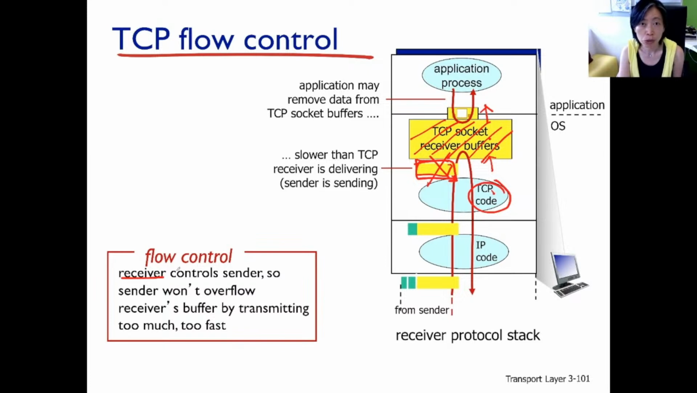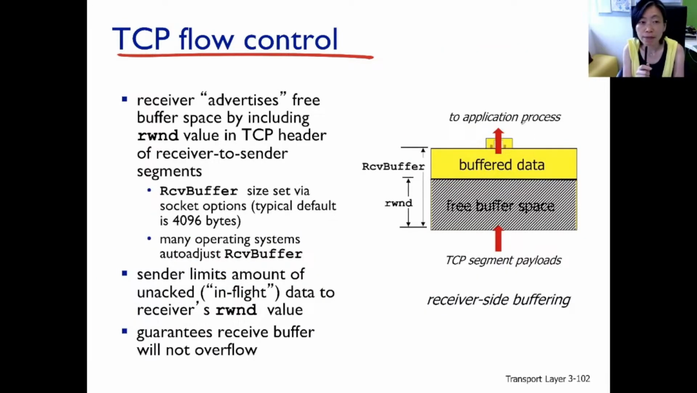For the receiver to tell the data sender, slow down a little bit so that you will not be overflowing the receiver buffer by transmitting too fast, too much. And the way flow control works is this. It works by tracking this variable, RWND. Okay. In the operating system, there's this receive buffer. This is well defined, and it's actually the size of the receive buffer space.